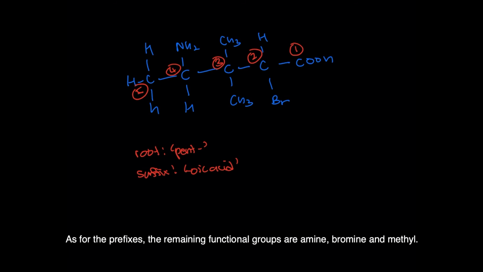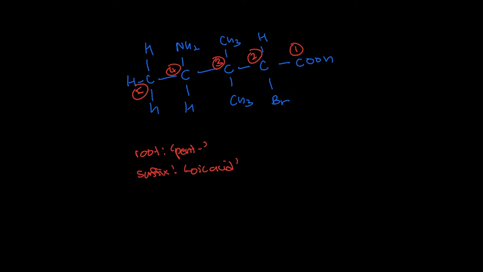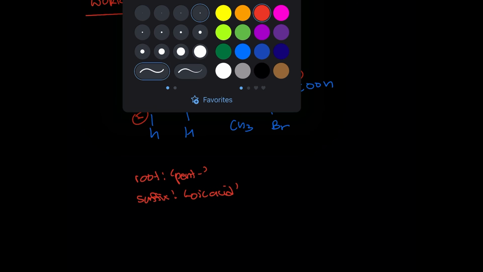As for the prefixes, the remaining functional groups are amine, bromine, and methyl. Likewise, looking at the table, their respective prefixes are amino, bromo, and methyl.